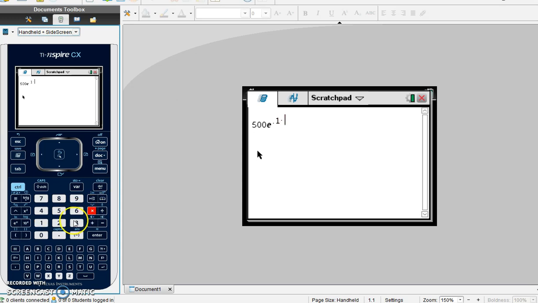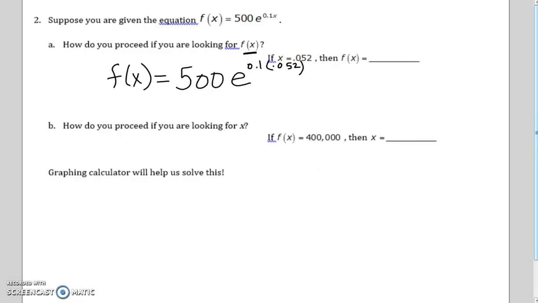times x was 0.052, and I click enter. And I get 502.607. So that means when x is 0.052, my answer is going to be 502.61. I just rounded to the nearest hundredth.